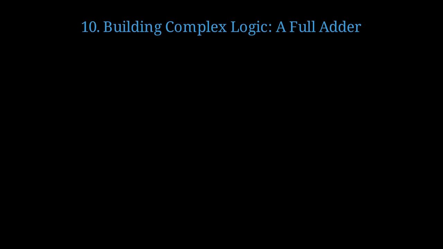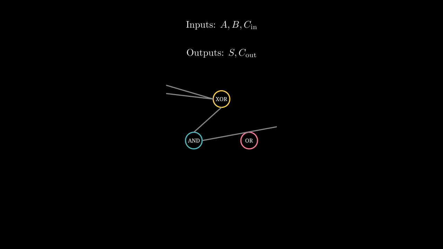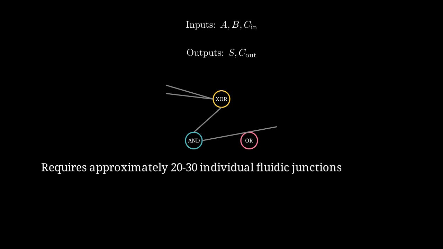Let's design a full adder using fluidic logic gates. A full adder is a fundamental circuit that adds 2 input bits A and B, plus a carry-in bit, producing a sum bit and a carry-out bit. The inputs are A, B, and C in for carry-in. The outputs are S for sum, and C out for carry-out. A full adder requires XOR gates, AND gates, and OR gates connected in a specific network to perform addition correctly. Implementing a full adder in fluidic logic requires approximately 20 to 30 individual droplet junctions and merge points.